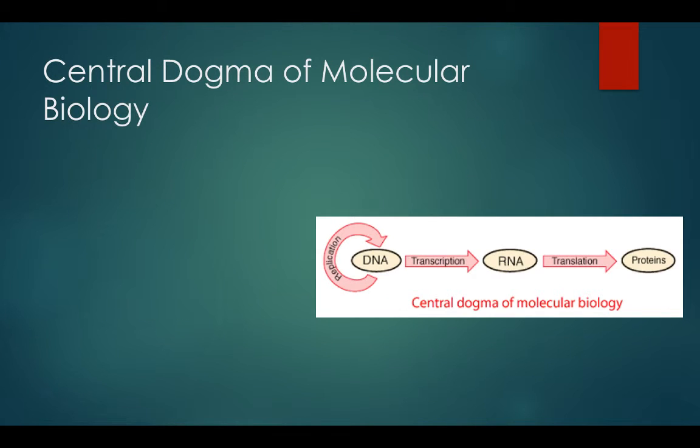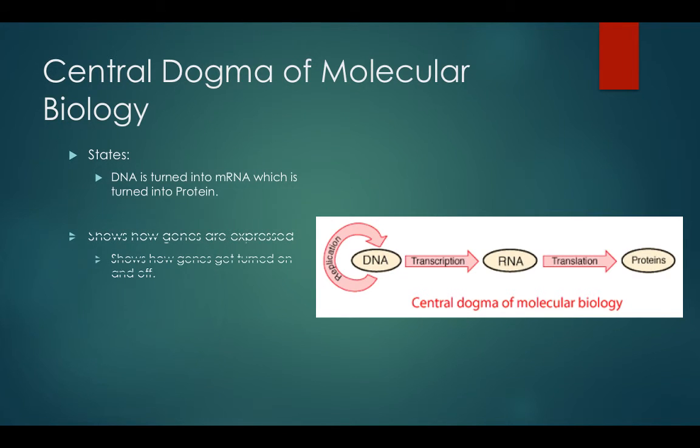So, now we're on the final part here, the central dogma of molecular biology. So, the central dogma is simple. It states that DNA is turned into mRNA, which is turned into proteins. So what that basically means is that your genes are on the DNA, which is turned into RNA, and the RNA is turned into proteins. That's it. That's your central dogma of molecular biology. Sounds very complicated, but it's really not.